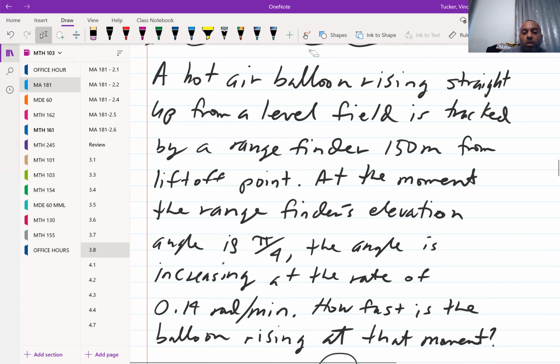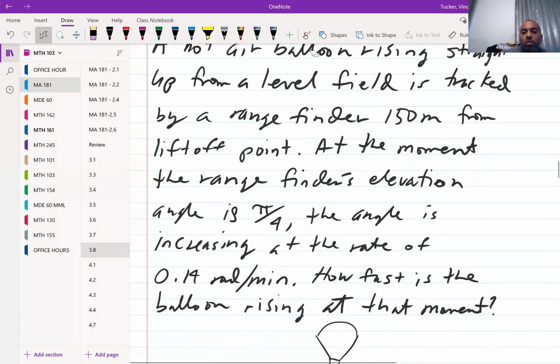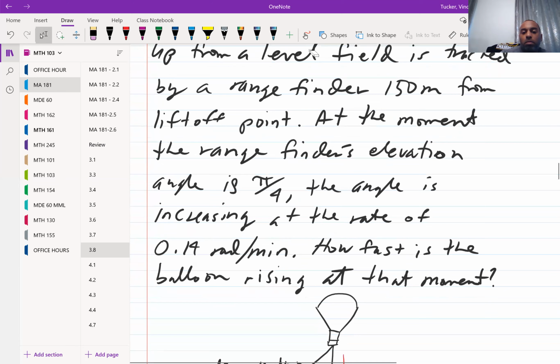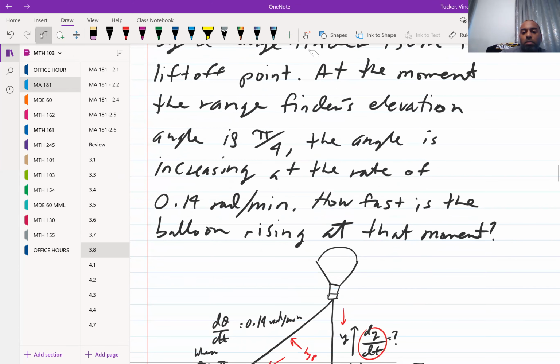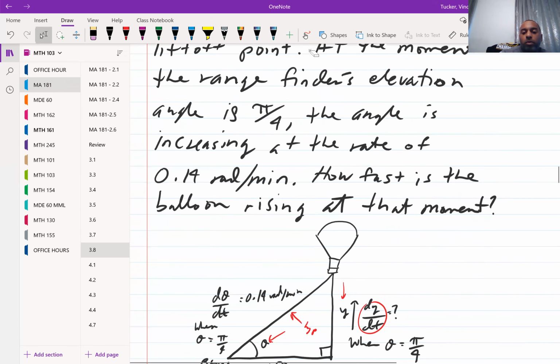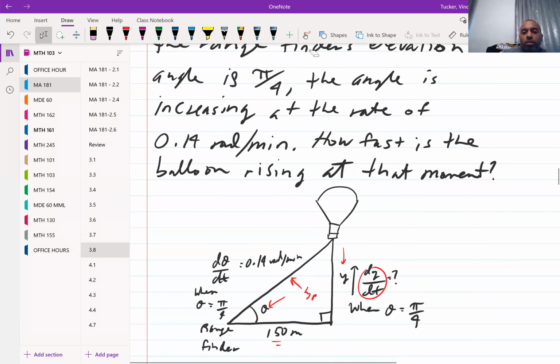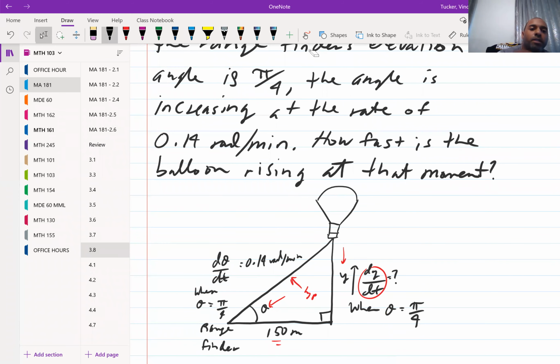All right, let's scroll up. All right, try to draw my little balloon there. See if I can. Nah. All right, so that's my balloon. We got the rangefinder down here.